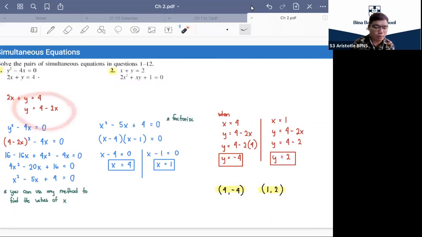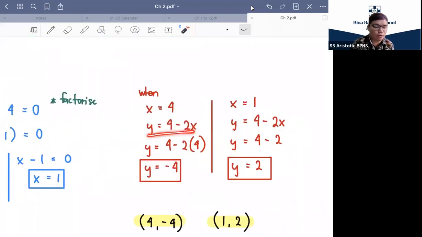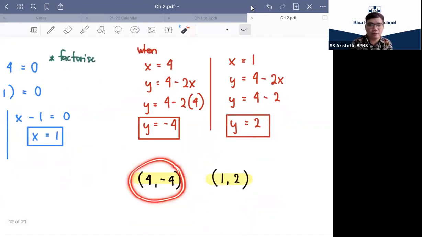Okay. So y is equal to 4 minus 2x. So basically, that's what you'll use to find the two values of y. So this is 1 when x is 4. So x here becomes 4, right? So therefore, y here is negative 4. So your first point is 4, negative 4.